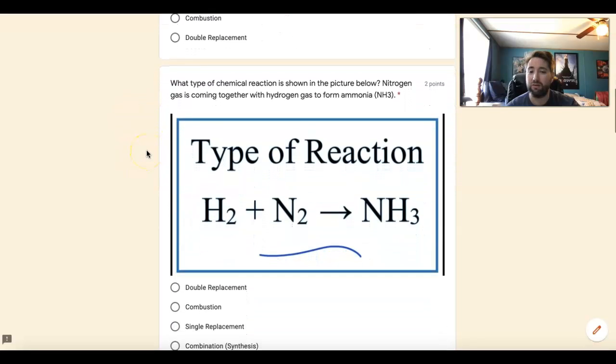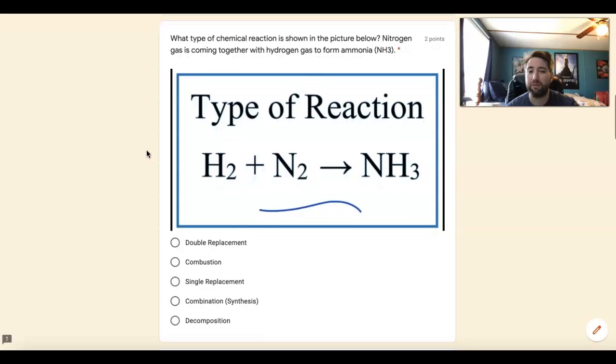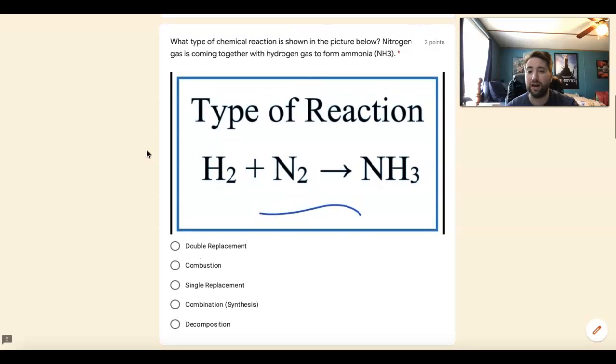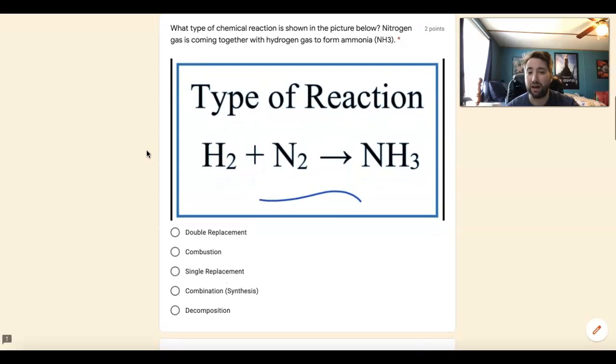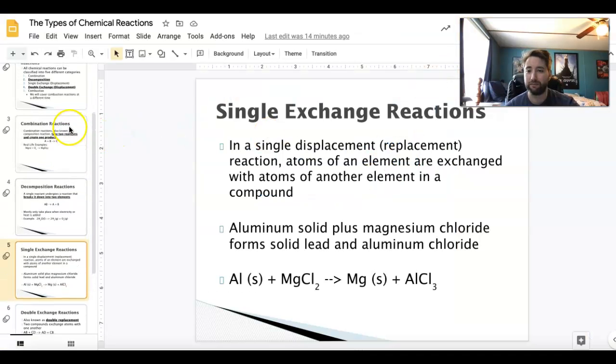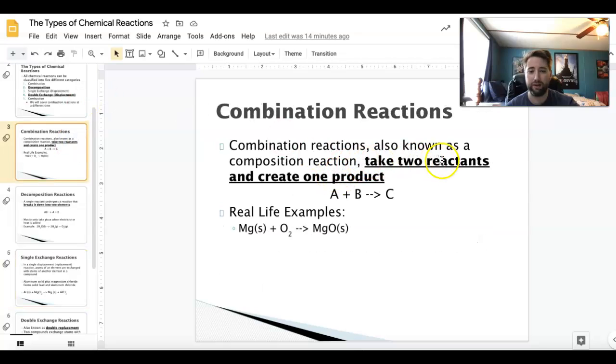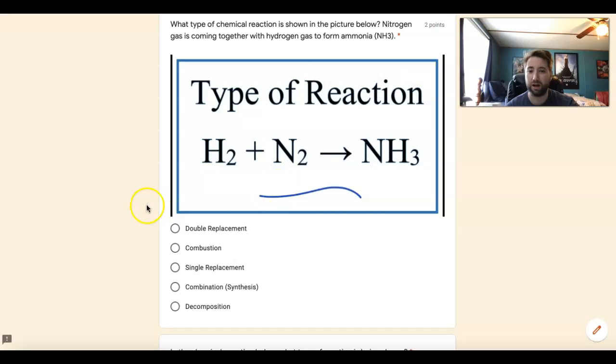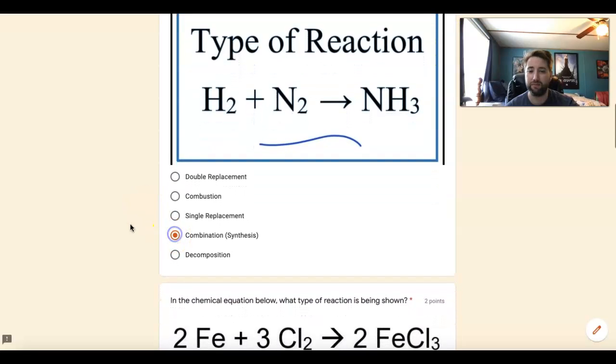Alright, let's see. What type of chemical reaction is shown in the picture below? Nitrogen gas is coming together with hydrogen gas to form ammonia. So we've got two reactants here, and they're coming together to form one product. If you look back at the notes, it says two reactants and creates one product. That is going to be combination or synthesis.